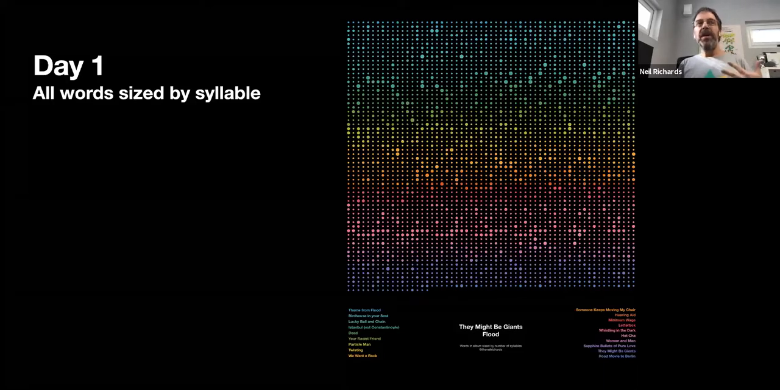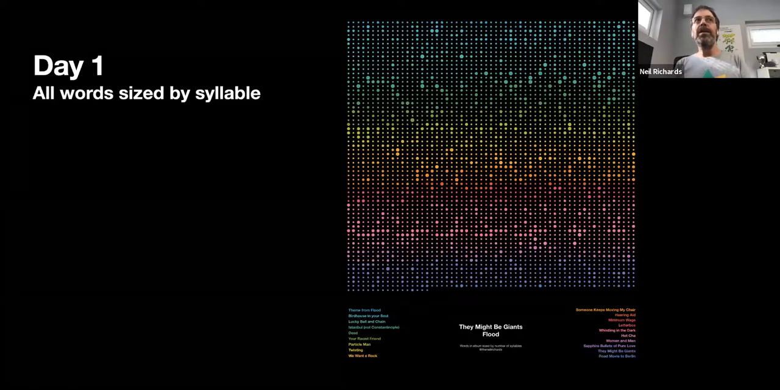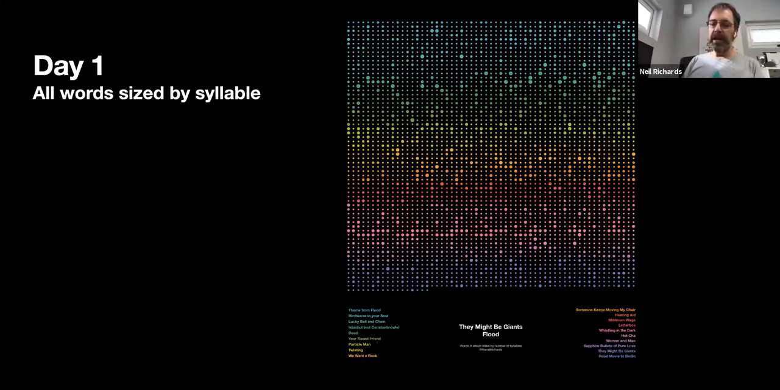And I had this in my half-done visualizations for a few months, where I just looked at all the words, sized by syllable, and saw how they progressed through the album. But in May, having come to the decision that there are so many different ways that you can visualize music without necessarily looking at the notes, I thought, I wonder if I can do 31. I wonder if I can make this a month-long project.